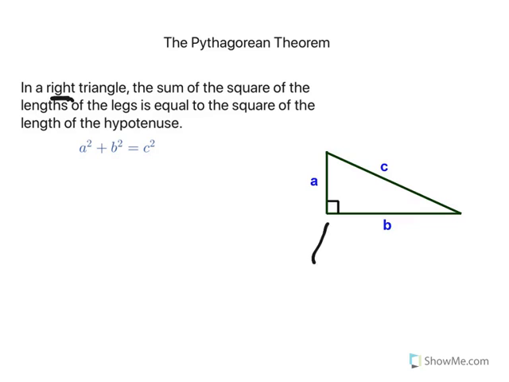How do I know this is a right triangle? Because the corner here is 90 degrees. This little half box tells me that that is 90 degrees. Also important to note, a and b here are interchangeable. It doesn't matter which leg you label as a or b. What is important is that c must be the hypotenuse.